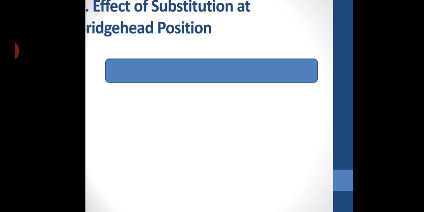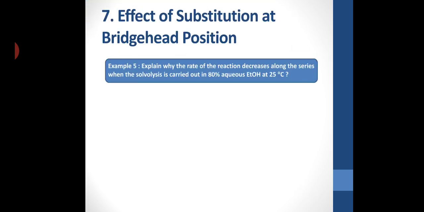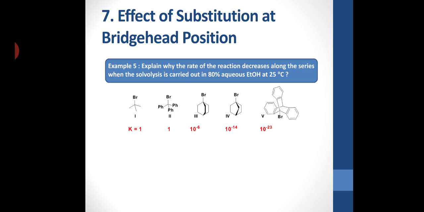Lastly, let's look at the effect of substituent at the bridgehead position. First, let us see what a bridgehead position is. It is the position which is a part of two or more rings, or which is common in two or more rings in polycyclic molecules.